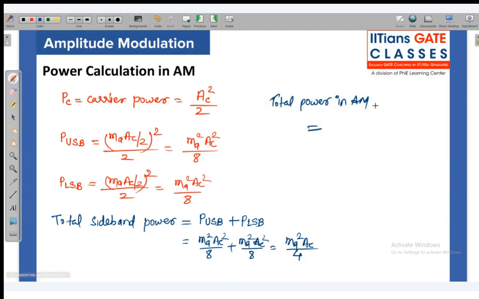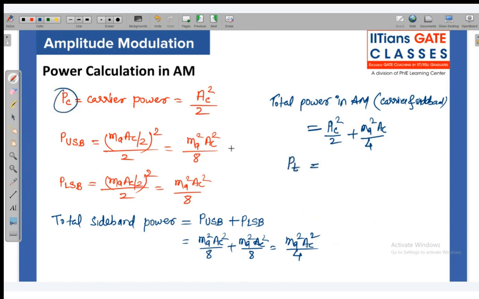Because in amplitude modulation we transmit the carrier and sidebands, we have to add both the powers: AC square divided by 2 plus MA square AC square divided by 4. So if you want to calculate the total power in amplitude modulation, we can write the total power PT.